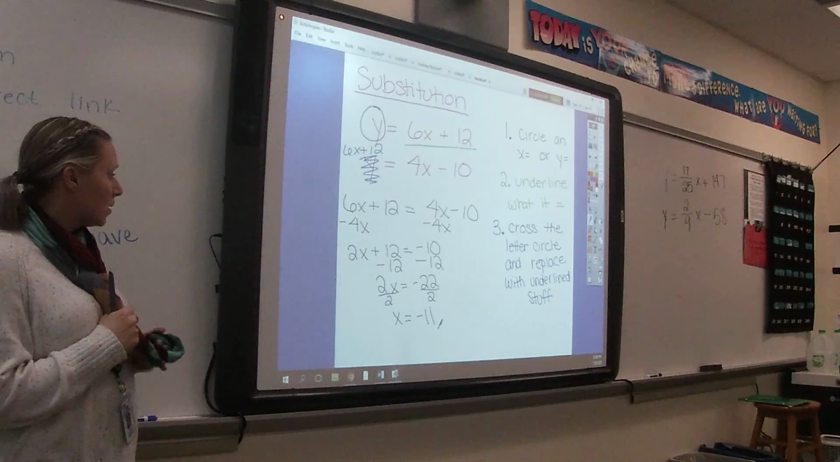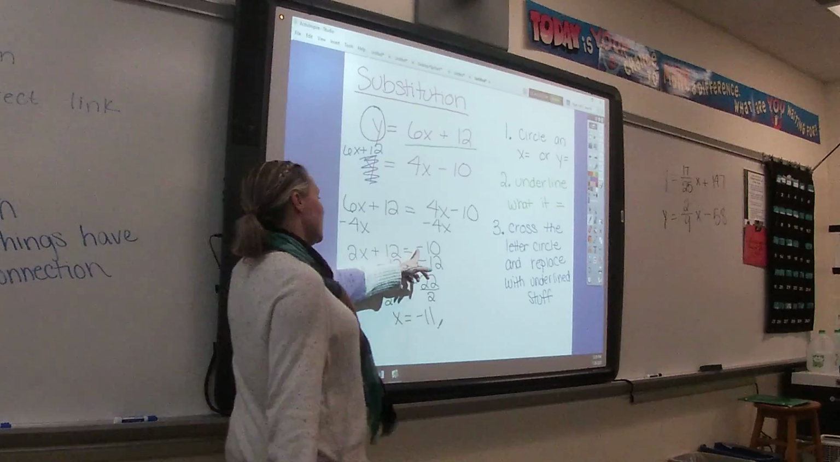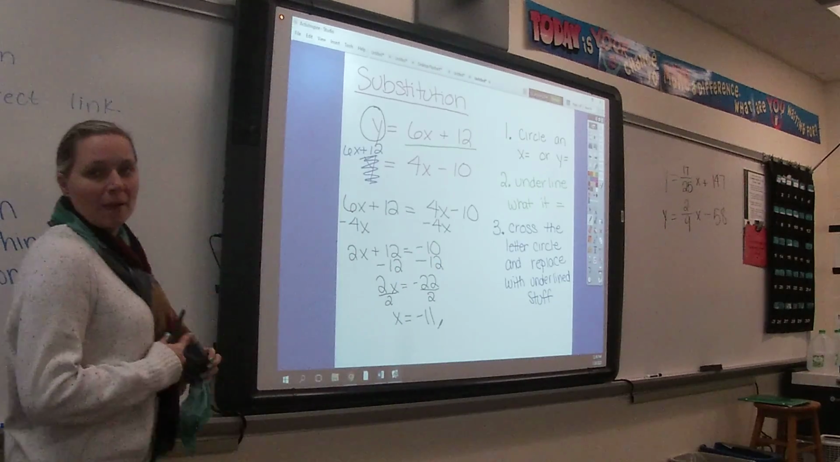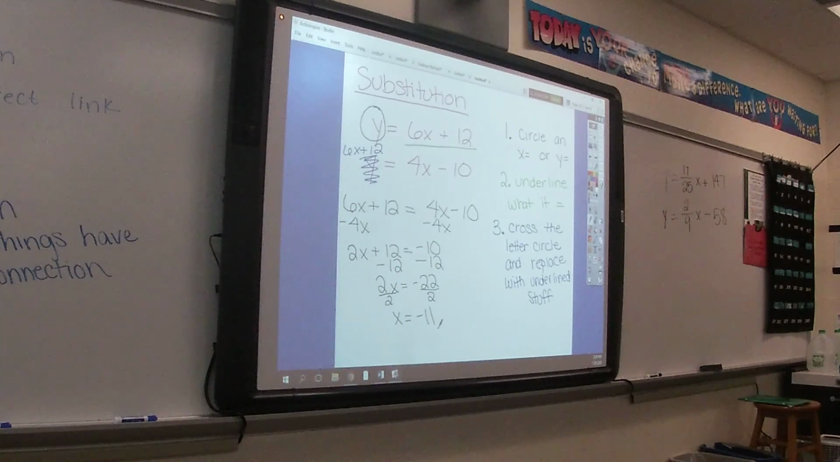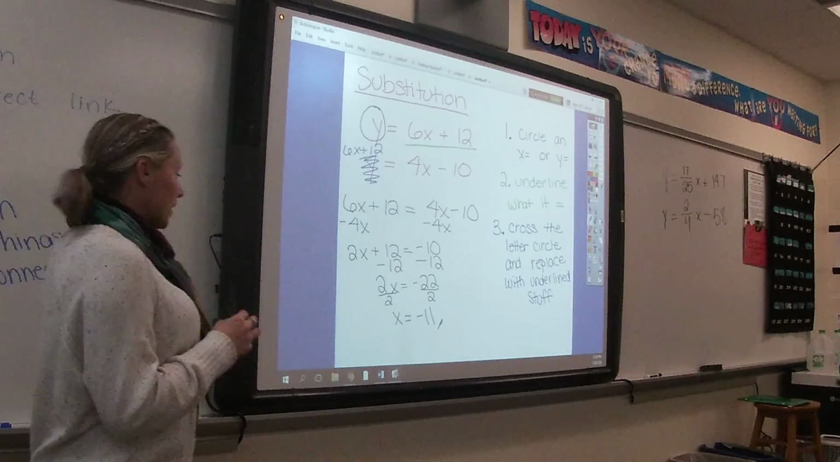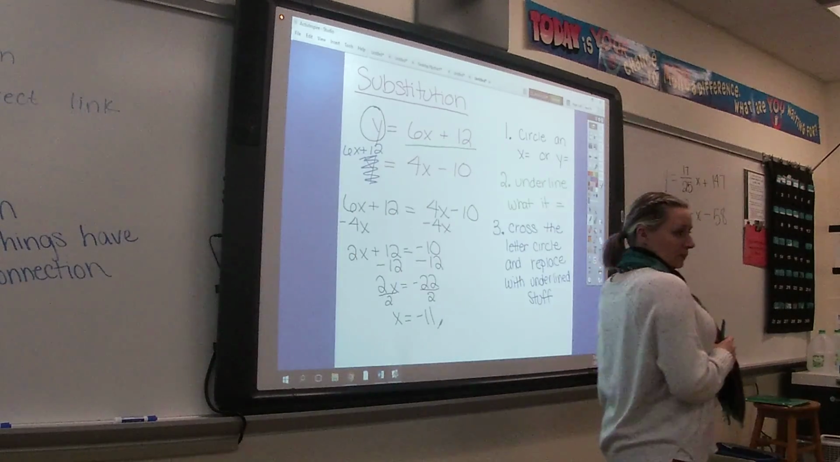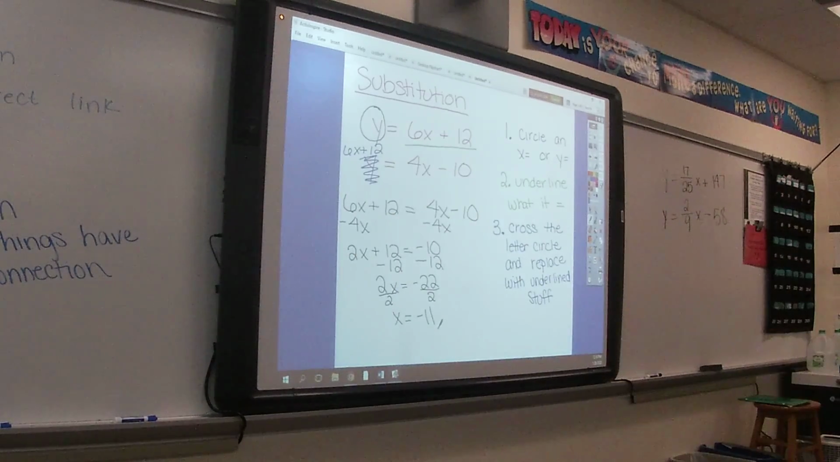Shoot. No, he had thought this was a 1. I thought that was positive 10, so I did everything wrong. Oh. Yeah. Okay, so we get x equals negative 11. Any questions on where that negative 11 came from?